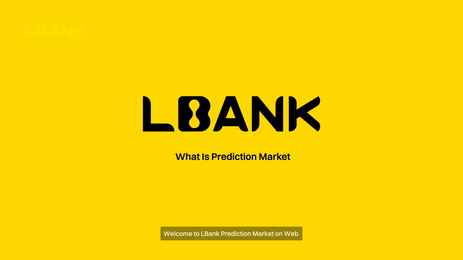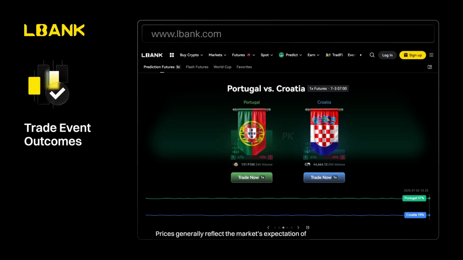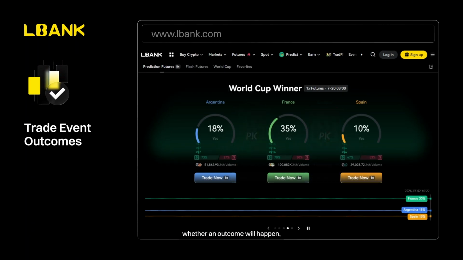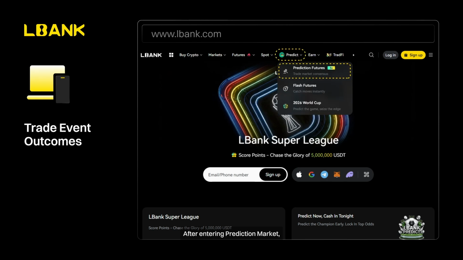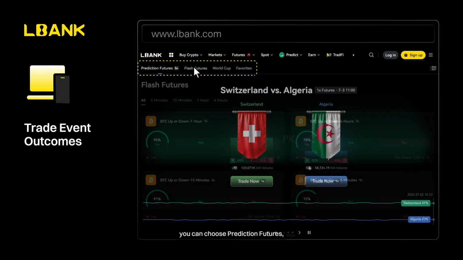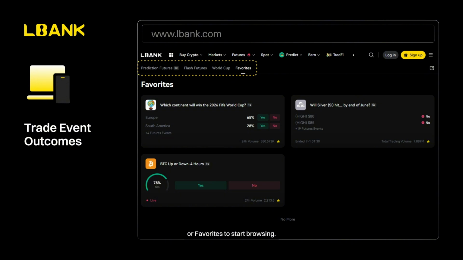Welcome to LBank Prediction Market on Web, a futures product built around event outcomes. Prices generally reflect the market's expectation of whether an outcome will happen, and contracts usually trade between 0 and 1 USDT. After entering Prediction Market, you can choose Prediction Futures, Flash Futures, or Favorites to start browsing.